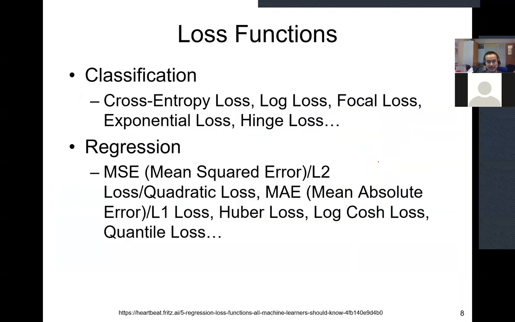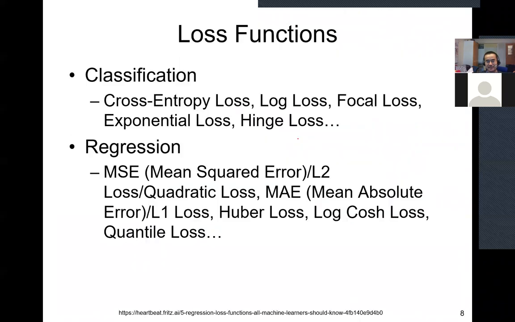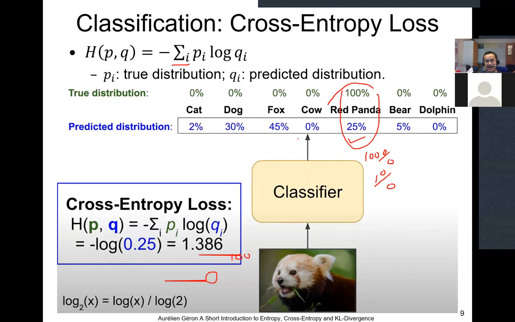That's why I said on the previous slide that how many misclassifications is not very accurate, because it's not just counting the number of misclassifications, but calculating how much the probabilities differ from the true distribution. In this case, 25% versus 100%, versus in another instance, maybe you have 85% versus 100%. So you need to calculate quantitatively the cross entropy loss to measure the differences.